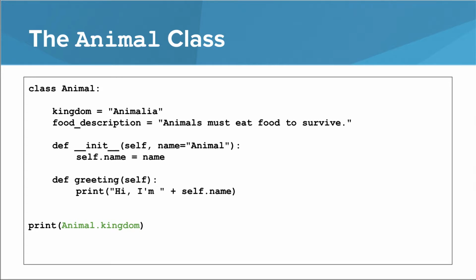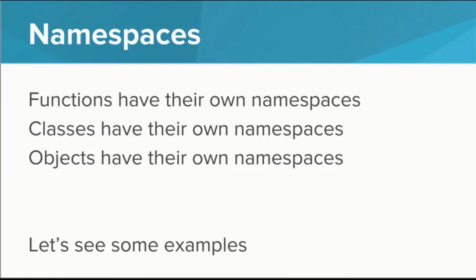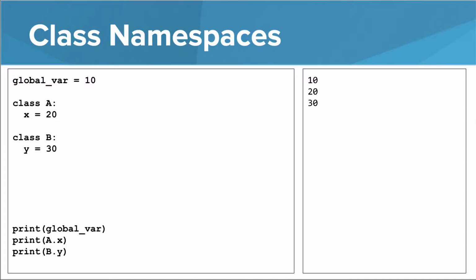So this is one example of a tricky Python error you might run into, and it all has to do with namespaces. So functions have their own namespaces, classes have their own namespaces, and even objects have their own namespaces. So let's see some examples of how these namespaces work out in code.